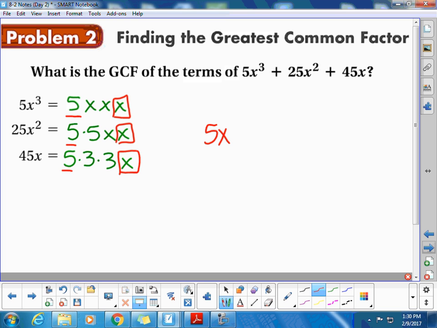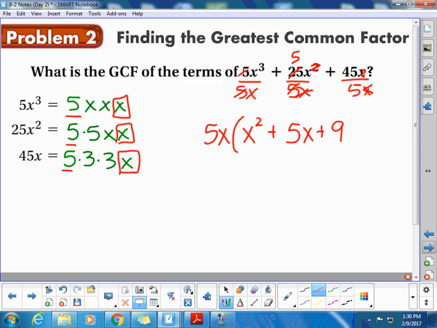So I think of that like dividing every single part by 5x and seeing what we have left over. So I took out 5x. If I divide the first term by 5x, the 5's cancel out to reduce to 1. I would be left with x squared. The second one, the 5 would cancel and make this a 5. This x would cancel with one of those x's and leave me 5x. And then 5 times 9 is 45, and x divided by x disappears. So that is the expression with the greatest common factor taken out.